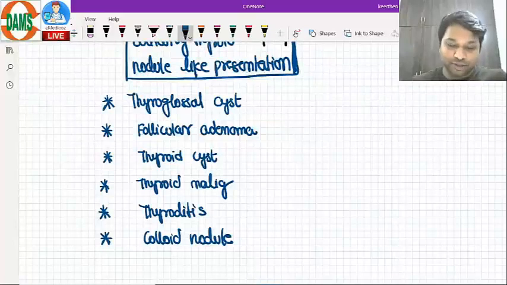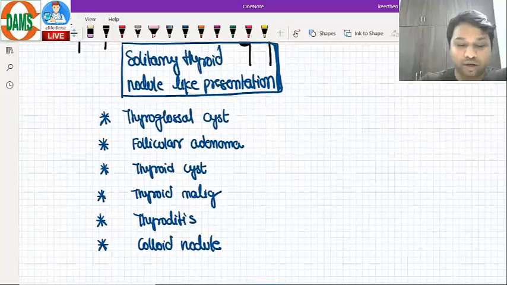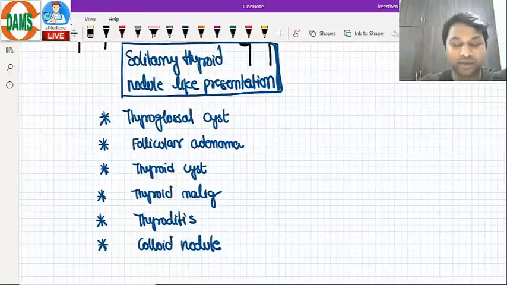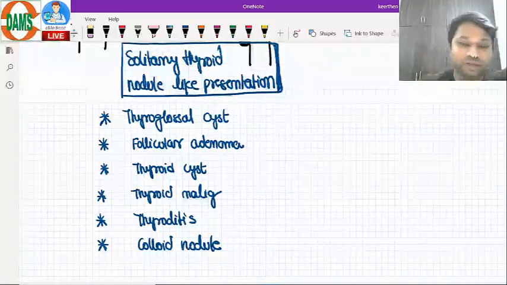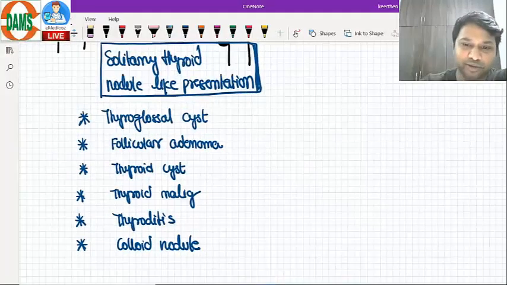These are the conditions which are going to present as solitary thyroid nodule-like presentation. So these are the usual or the most common relevant conditions in thyroid which will present to you as solitary thyroid nodule-like presentation. Isolated colloid nodule. That means one nodule which is only filled with colloid, right? That is called isolated colloid nodule.